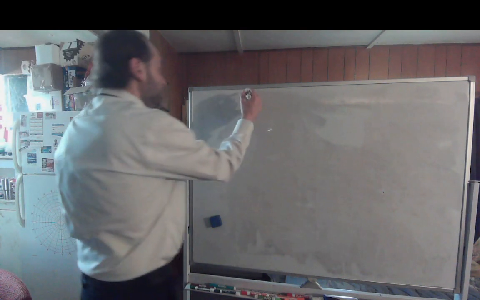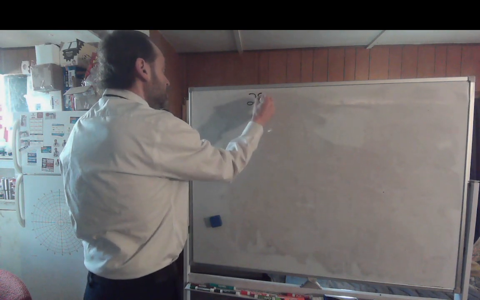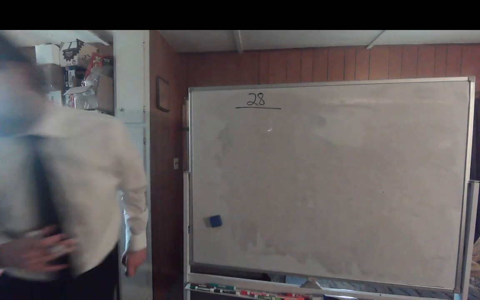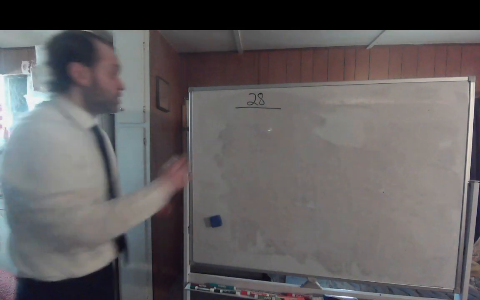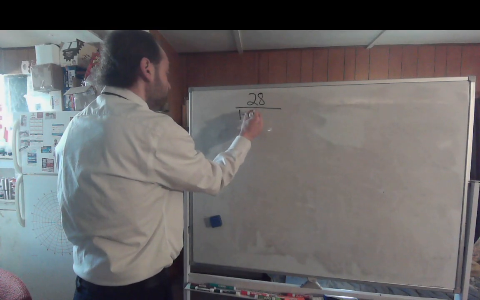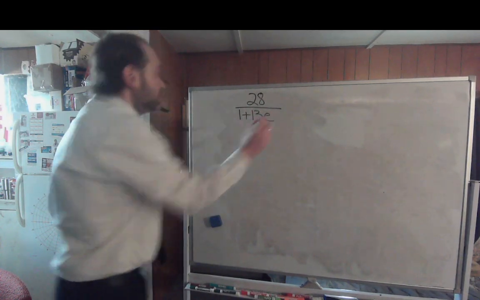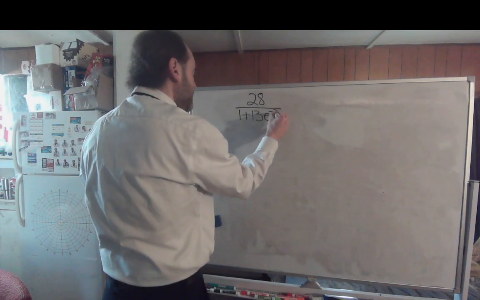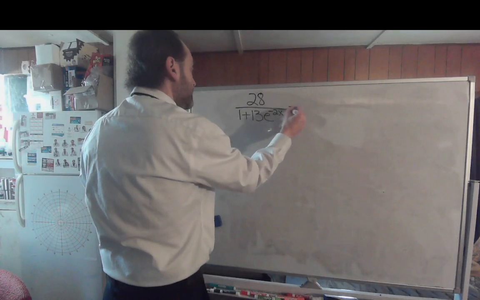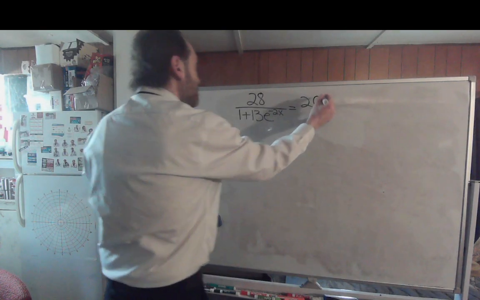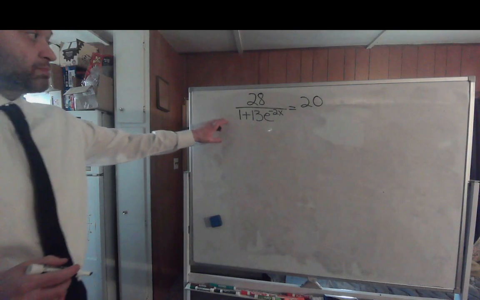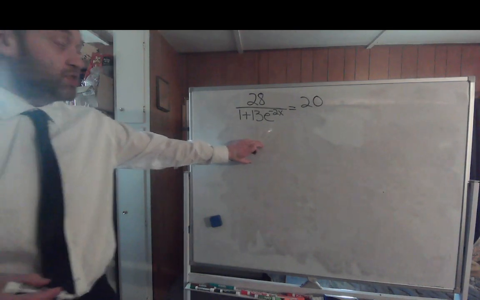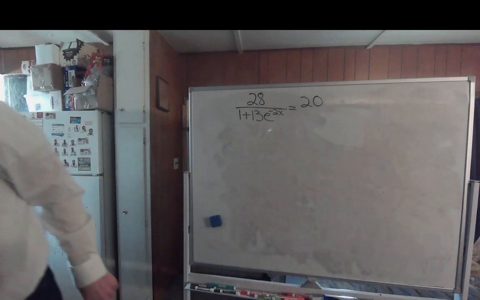I got 6 more. Okay, so we have 28 divided by 1 plus 13e to the negative 2x equals 20. So we have 28 over 1 plus 13e to the negative 2x equals 20.